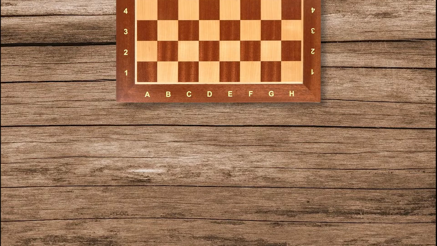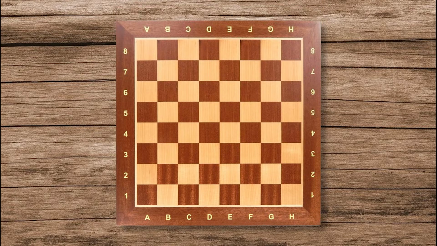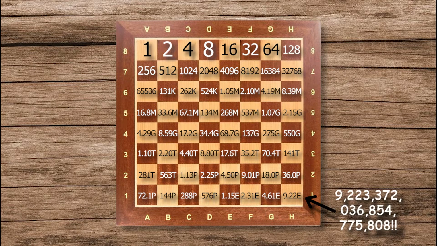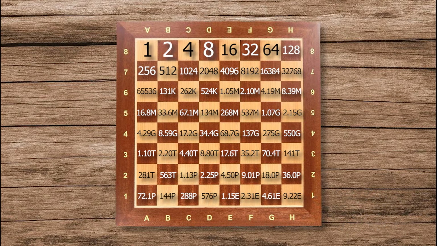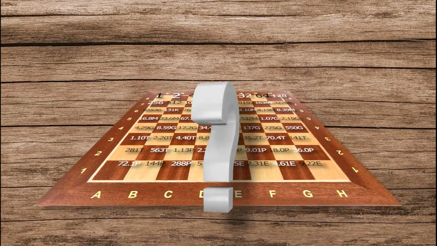The concept of this is simple. What seemed like small numbers of 1, 2, 4, 8, and so on and so forth, of each chess box expanded into numbers beyond our comprehension. But what is the exact number that the king would have to give?